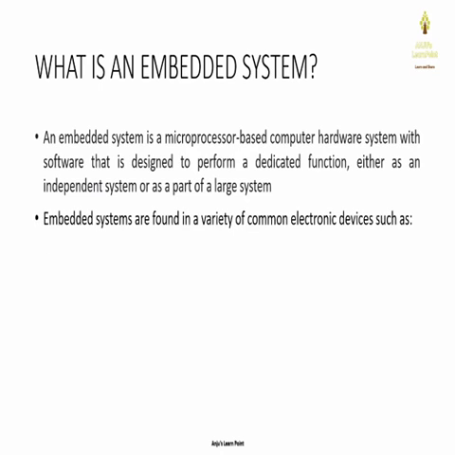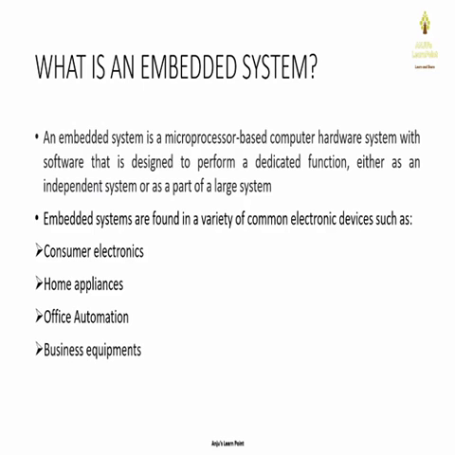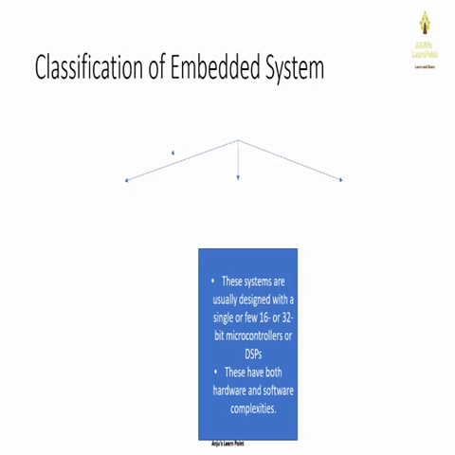Embedded systems are found in a variety of common electronic devices. In consumer electronics, we can see them in cell phones, pagers, calculators, etc. In home appliances, we can see them in ovens and washing machines. In office automation, we can find them in fax machines and printers. In business equipment, we can find them in alarm systems and card readers. And in automobiles, we can see them in transmission control and fuel injection systems.